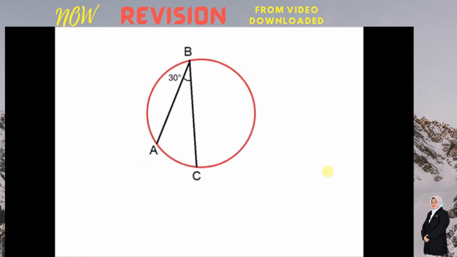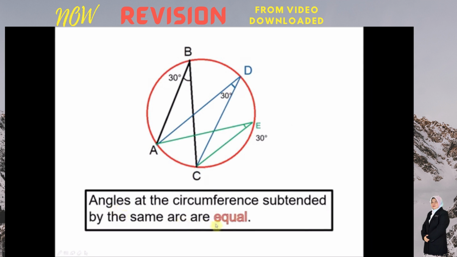So just a very quick revision. In the previous video, we learned that if we have two angles at the circumference of a circle, subtended by the same arc AC here, the angles will have the same value. They are equal. If we have another angle at the circumference of the circle, subtended by the same minor arc AC, this angle will have the same value as all these angles, which is 30 degrees as well. So angles at the circumference subtended by the same arc are equal. That's the first property we learned in the previous video.